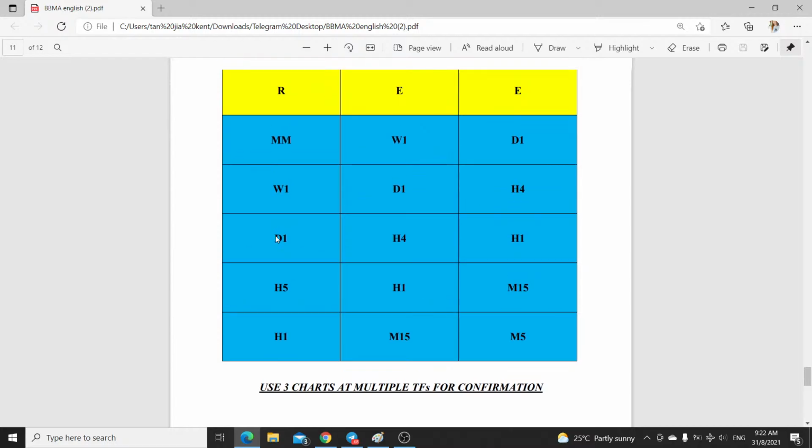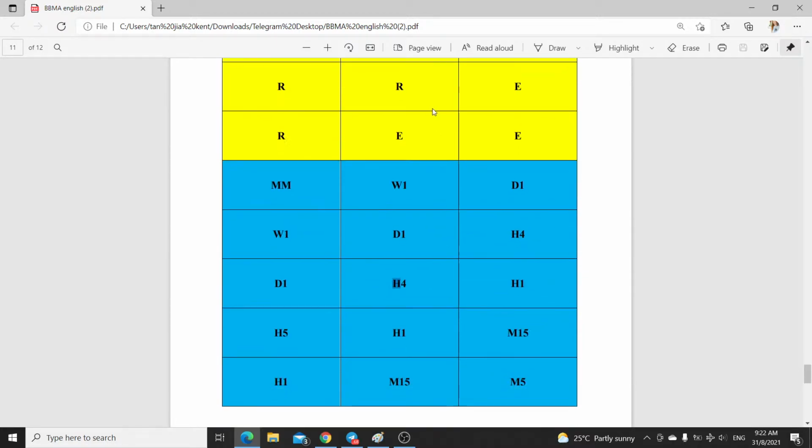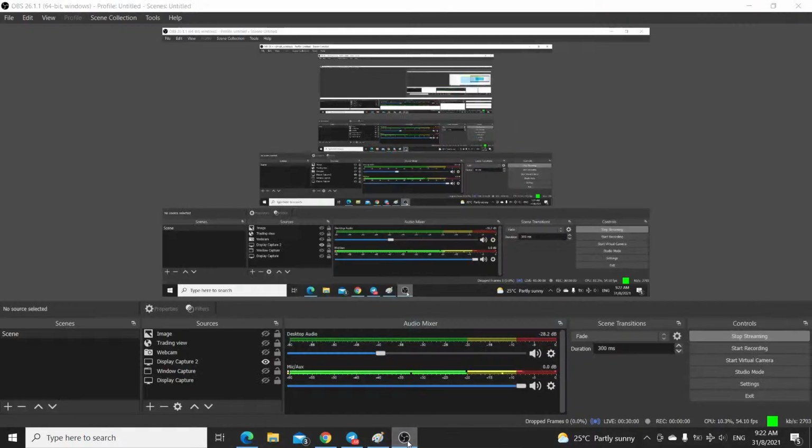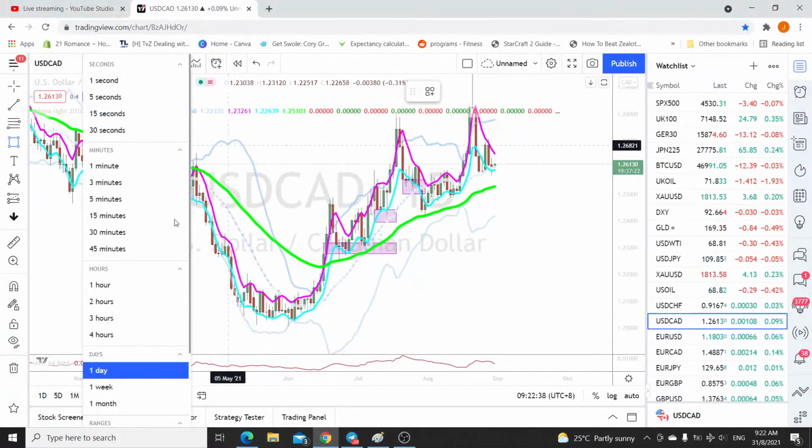So now we know our re-entry is in daily. So if you go to H4, right? Yeah, this is your code, right? You go to H4 to see whether we could find it. So we go to H4.